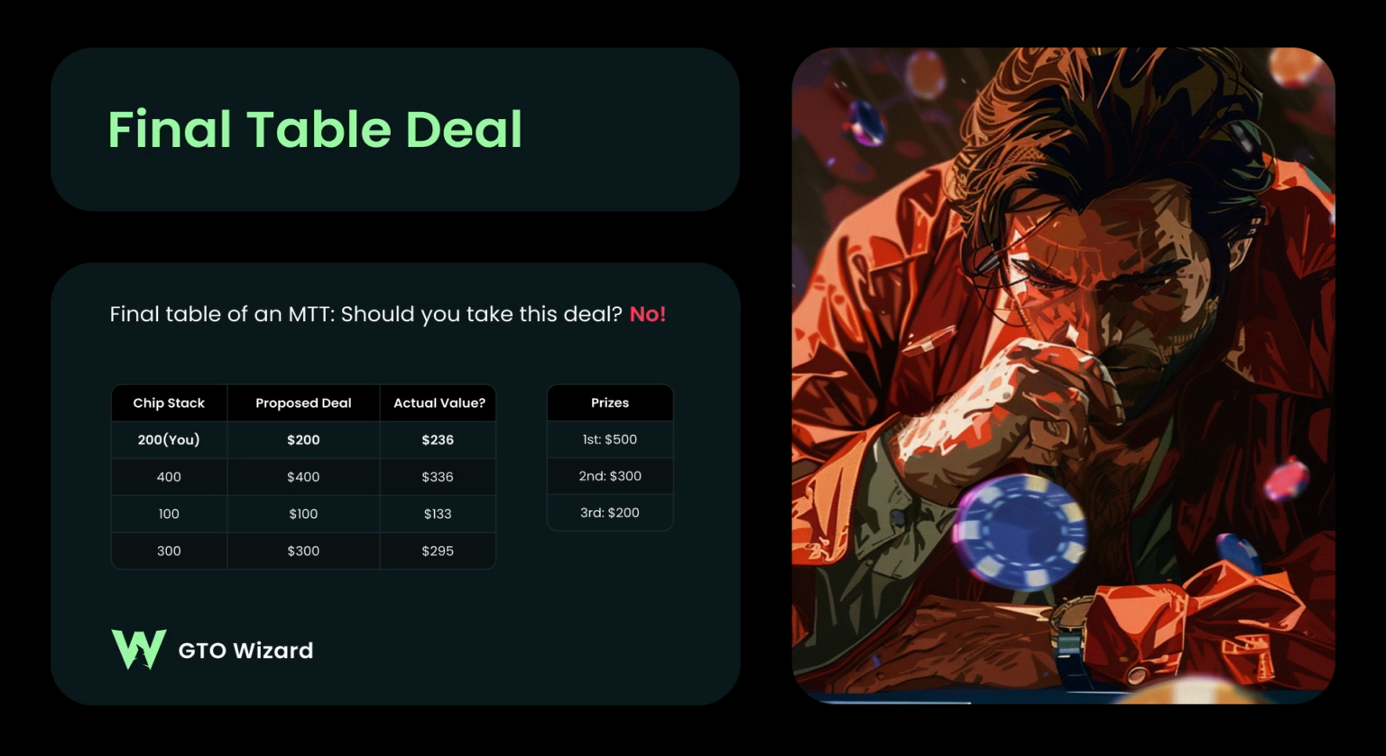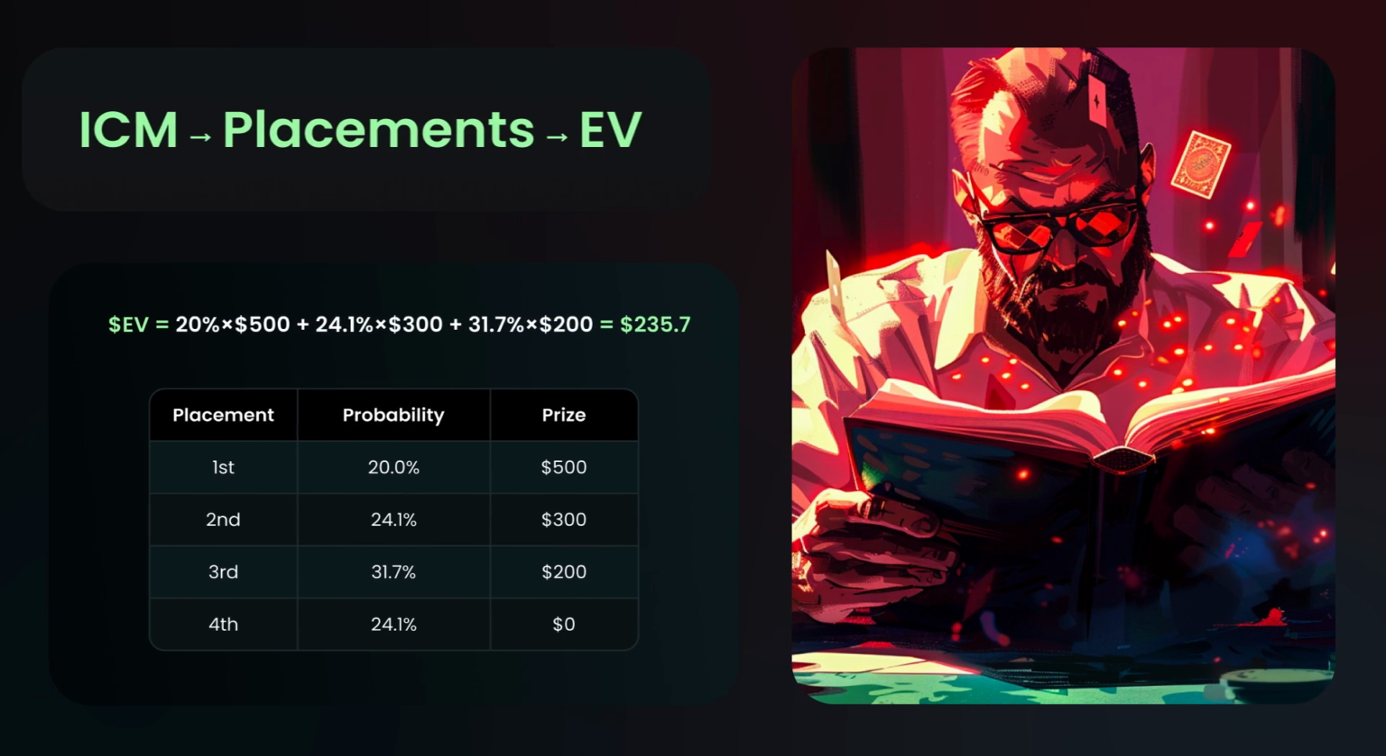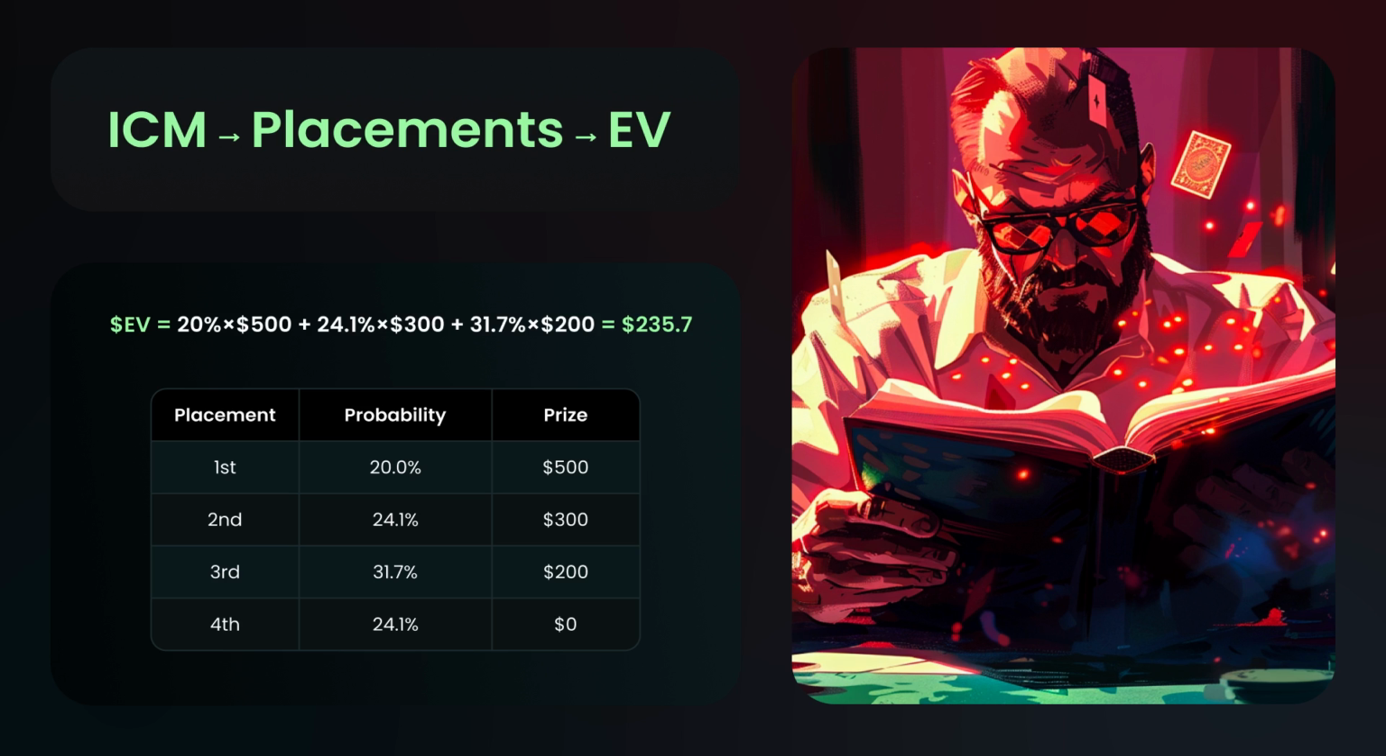This is not a fair deal. You shouldn't take this. The value of your stack is not $200, it's closer to $236. And the reason is that a chip chop doesn't accurately predict the value of your stack. What tournament players use is something called the independent chip model, or ICM for short. And what ICM does is it predicts how likely each player is to place first, second, third, fourth, and so on. Once we have these placement probabilities, we can multiply them by the size of the prize.